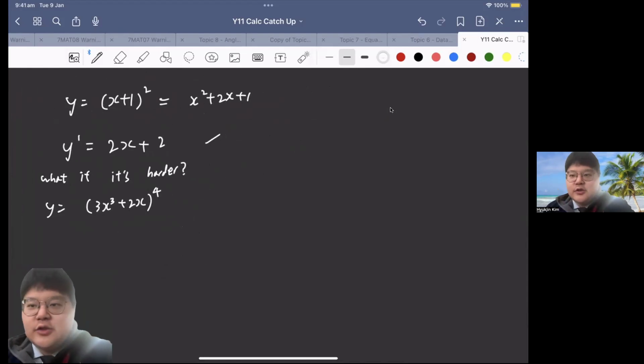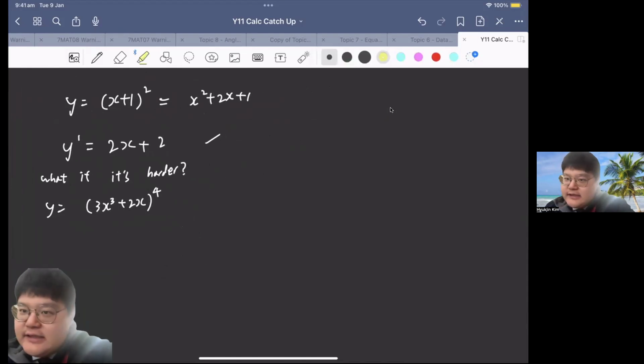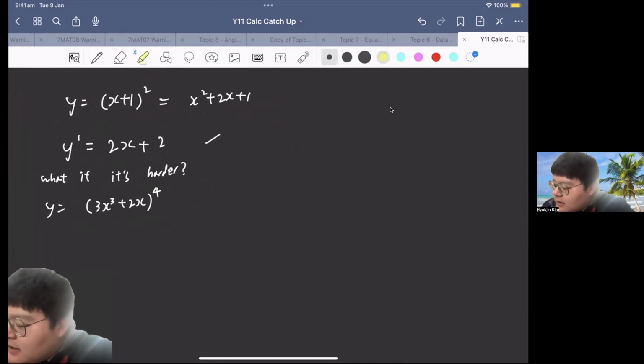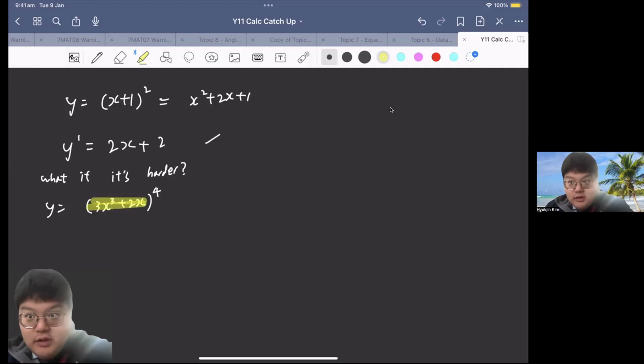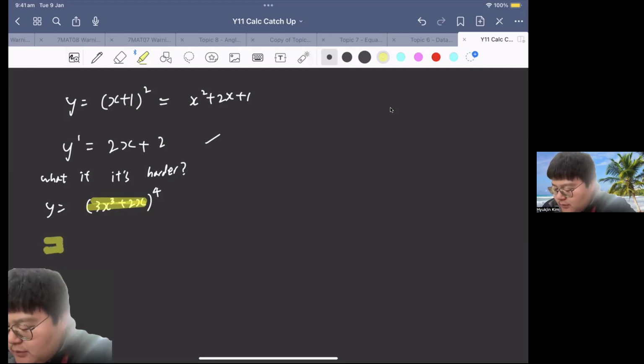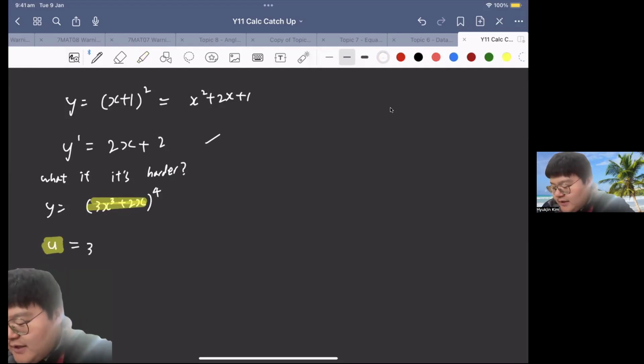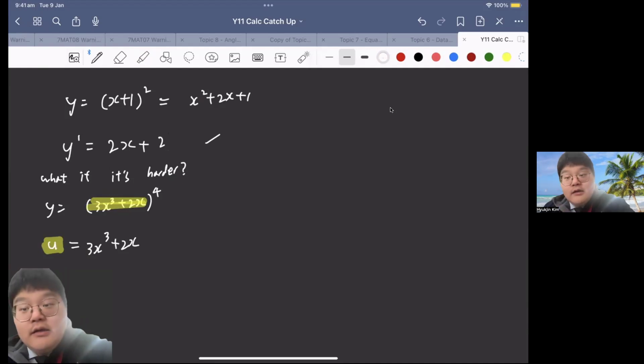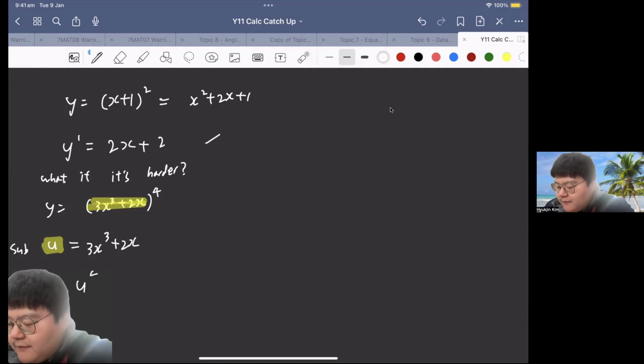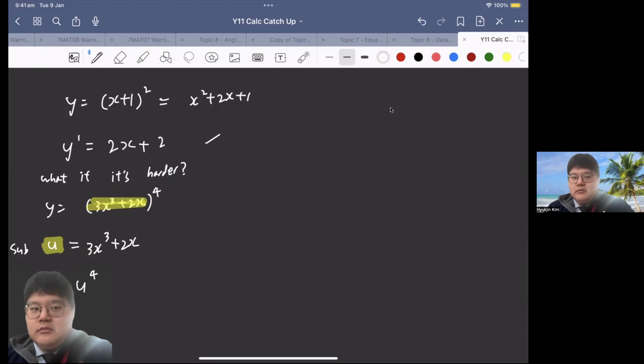What is the thing that is annoying me right now? What is the thing that is making it more complicated? It's the fact that this function that's inside a bracket is being powered by 4. What I'm going to do is I'm going to just say, you know what, screw you. I'm going to write this and say u is equal to 3x cubed plus 2x. This is making a fake substitution. Well, what's the point of this? Well, what it does is that then y becomes u to the power of 4. So what difference does it make?